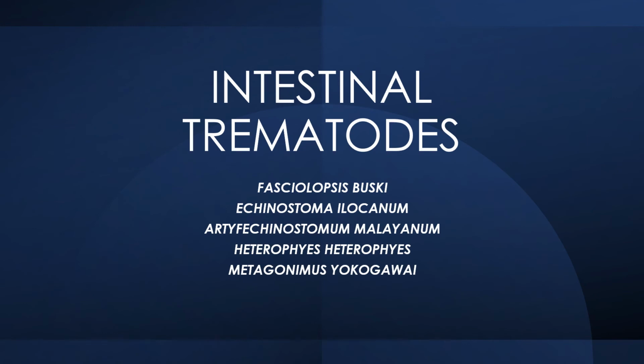So let's move on to the intestinal trematodes. We have Fasciolopsis buski, Echinostoma ilocanum, and Artyfechinostomum malayanum. Artyfechinostomum is synonymous to Echinostoma. So these are echinostomatids. We also have the heterophyids, which are flukes. We have Heterophyes and Metagonimus yokogawai.